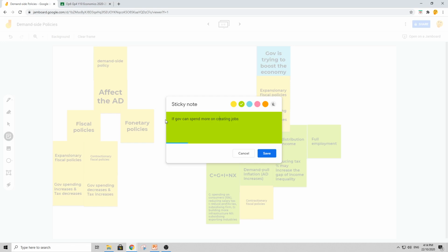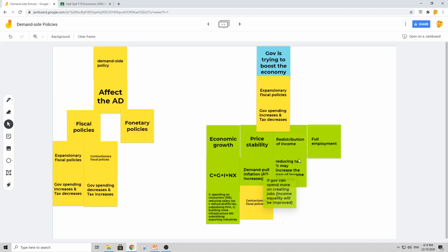So income equality will be improved in this case. Okay, so you get that idea. When you're looking at the policies and the objectives, you just have to be thinking from different angles, and you will see different answers.